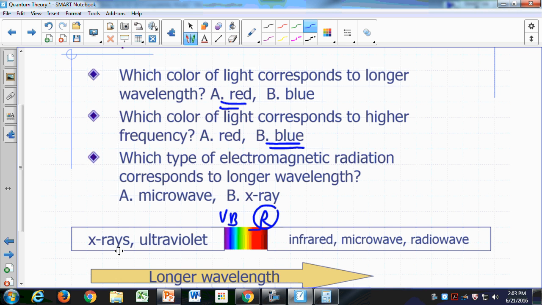Which type of electromagnetic radiation corresponds to longer wavelength, microwave or X-rays? Microwave is longer. So microwave would have longer wavelengths.